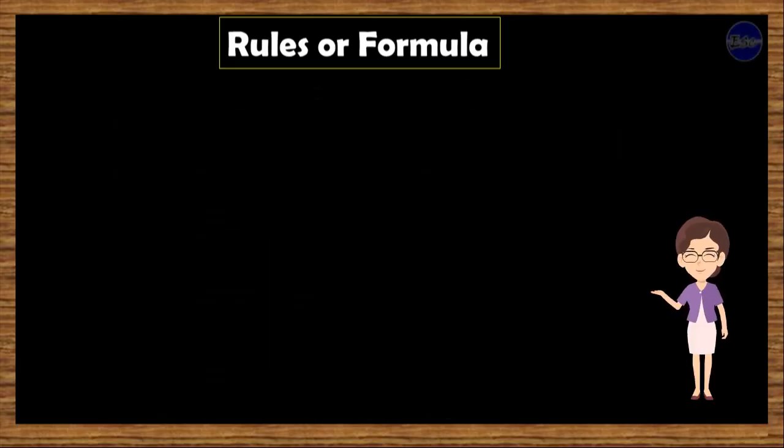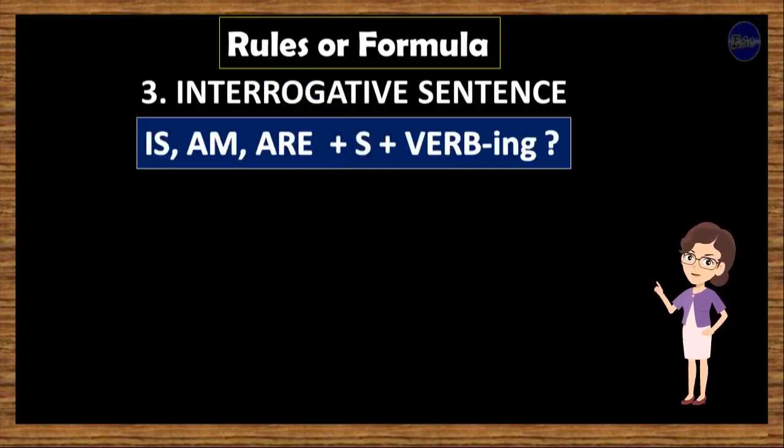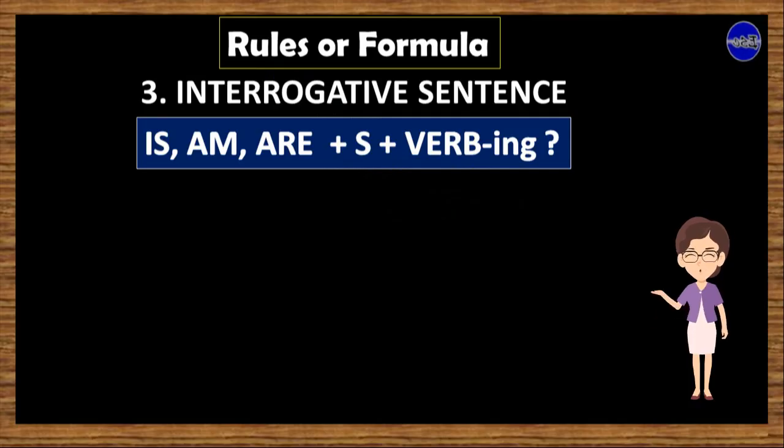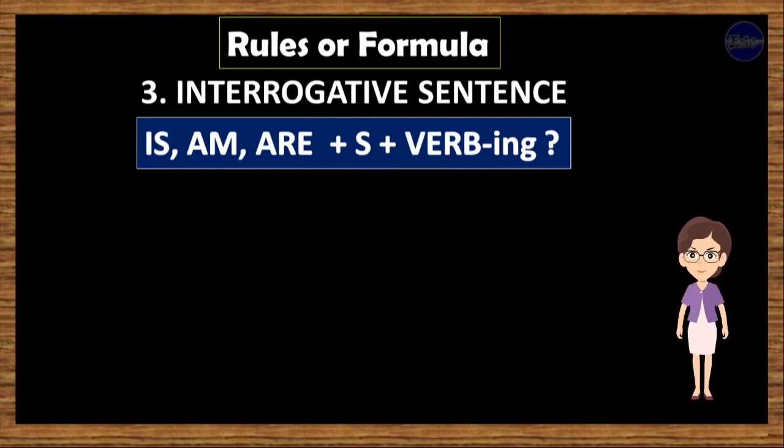And if you want to form a sentence in interrogative, then just put to be, is, am, are, at the beginning of the sentence, so the formula is am, is, are, plus subject, plus verb-ing, plus question mark.